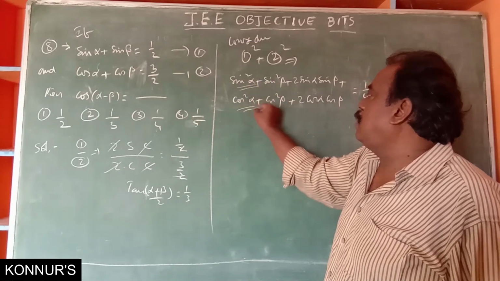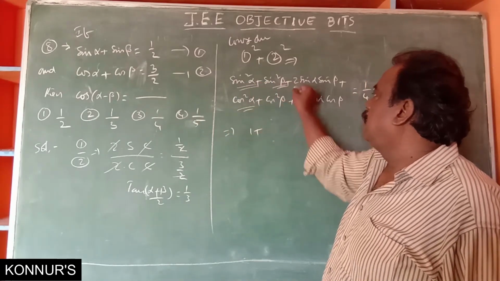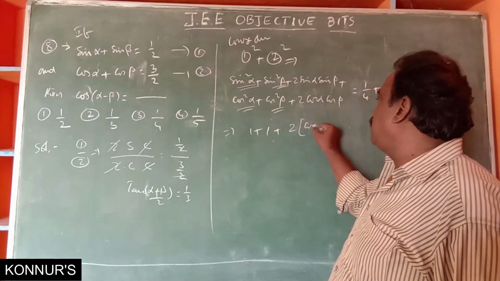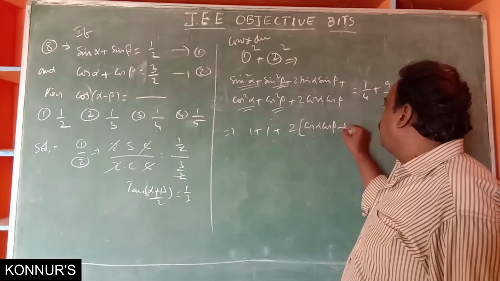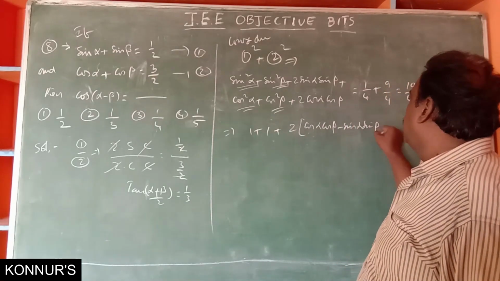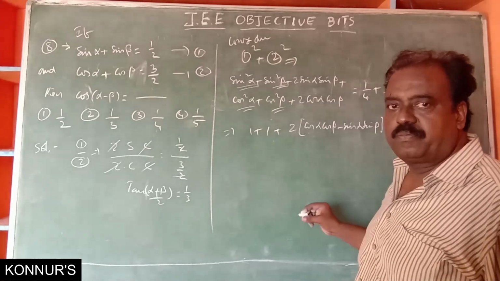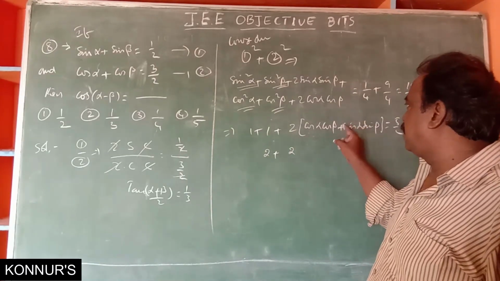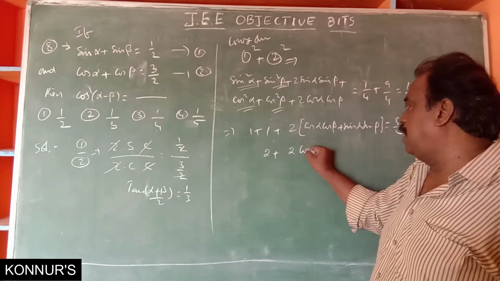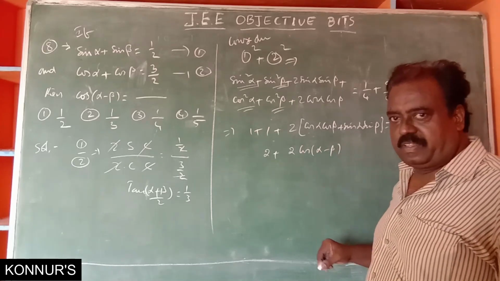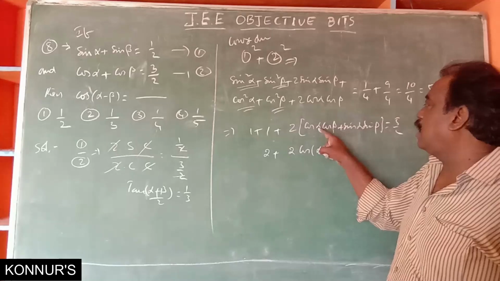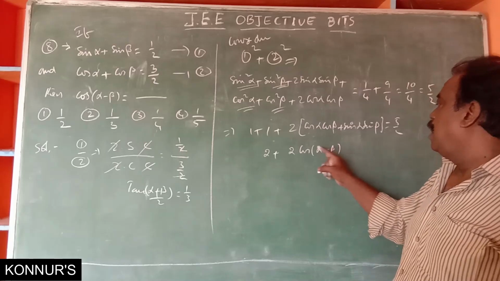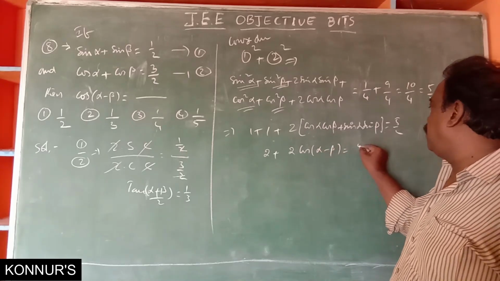Here sin square plus cos square is equal to 1, right? Sin square beta plus cos square beta is equal to 1, right? It is 2 plus 2, taking 2 common, cos alpha cos beta plus sin alpha sin beta is equal to 5 by 2. Cos A cos B plus sin A sin B is cos of A minus B. Here alpha and beta are given, so cos alpha cos beta plus sin alpha sin beta is the compound angle formula. Cos of alpha minus beta is equal to 5 by 2.